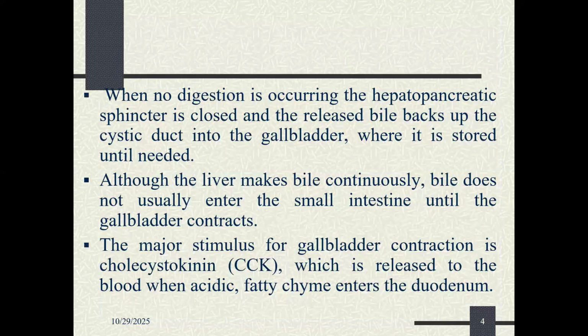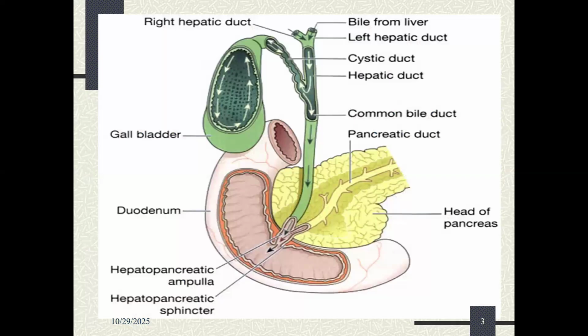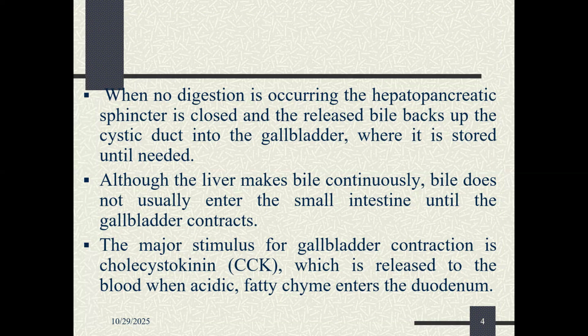So when no digestion is occurring, the hepatopancreatic sphincter that we saw, which is just at the end of the common bile duct, and as we can see from the diagram, between it and the duodenum, we are saying when there is no digestion occurring, the hepatopancreatic sphincter closes and the release of bile backs up the cystic duct into the gallbladder, where it is stored until needed.